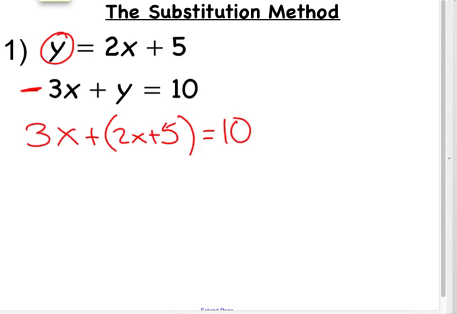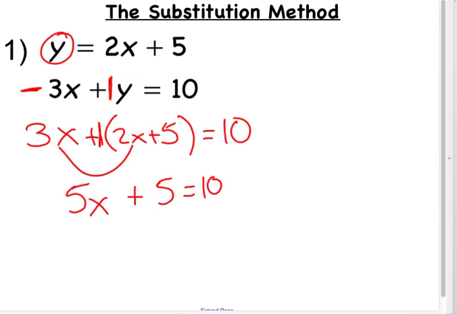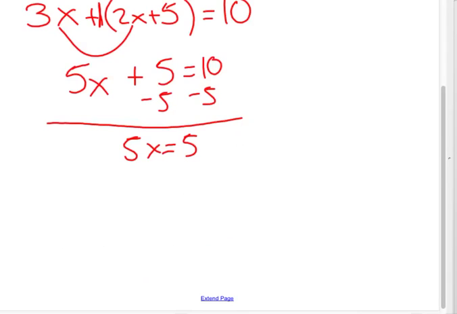Now this one, notice I don't have to distribute because this was just y. The coefficient was 1. So I have no number to distribute. You can distribute a 1, but anything times 1 is itself. So I can go right to the combining like terms part. 3x plus 2x is 5x, plus 5 equals 10. Subtract 5 from each side. 5x equals 5. Divide by 5. X equals 1.